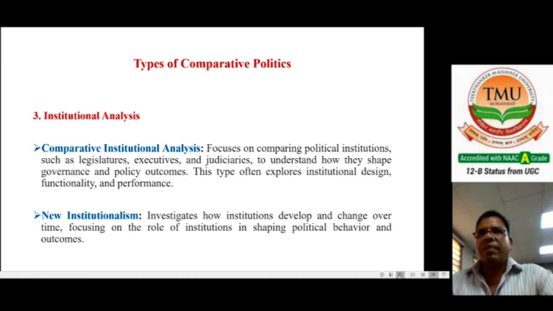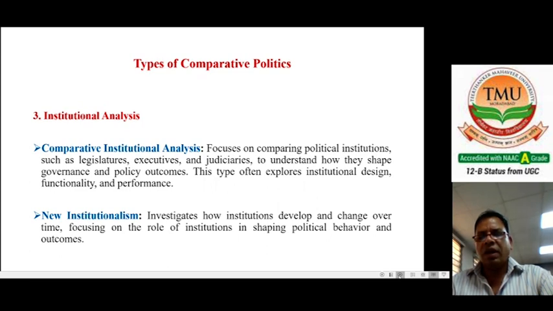Suppose we have cross-national comparative politics and we want to study the legislative functions of two or more countries. We can also study the executive functions of those countries, or we can study the judiciary functions, their structures, their role. So these will all be covered in comparative institutional analysis, and this is a very important type of comparative politics. Next is new institutionalism.